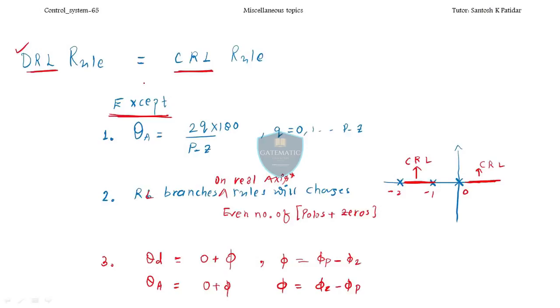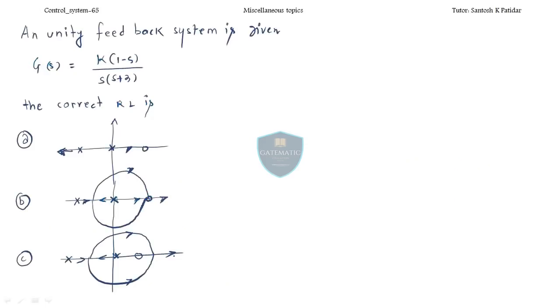Okay, now I'll take one problem. This is the GATE 2005 problem. Here is the question. This is a 2 marks 2005 question. A unity feedback system, sorry, this is not a unity feedback system, is given. GS this, the correct root locus is. Here are the options. So if options are given, you will do in exam very carefully.